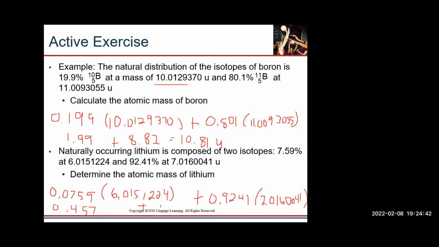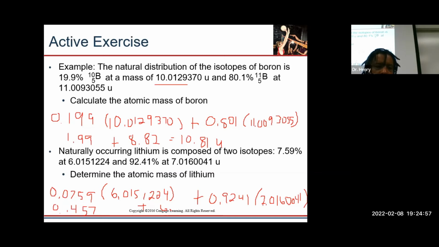Dr. Henry? Yep. The 7.59%, would it be 0.759 instead of 0.0759? It's 0.0759 because we divide this number by 100, right? So then that'll be 2 spots over. Got it. If you divide it by 100, percentage is just based upon 100, so we would just divide that by 100 to make it decimal form. Thank you.